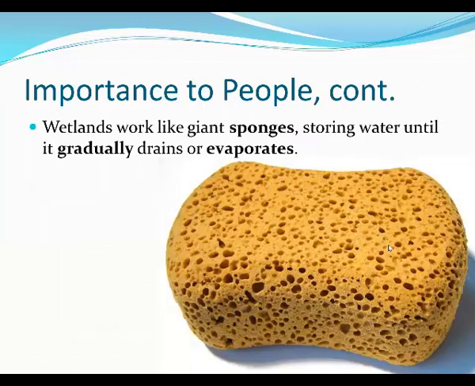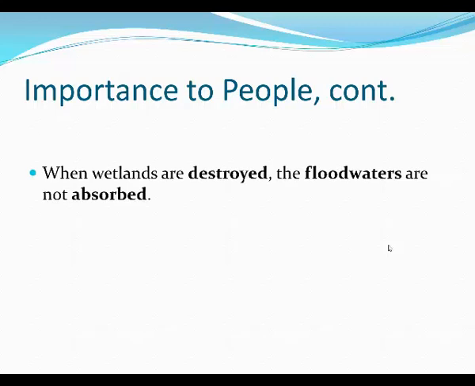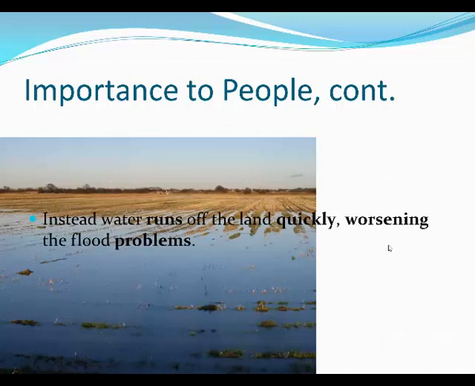Wetlands work like giant sponges. They store water until it gradually drains or evaporates. When wetlands are destroyed, the floodwaters are not absorbed. So those floodwaters are left to just sit on the land, over top of the area that was probably turned into agricultural land. Instead of water running off of the land very quickly, it worsens the flooding problem.